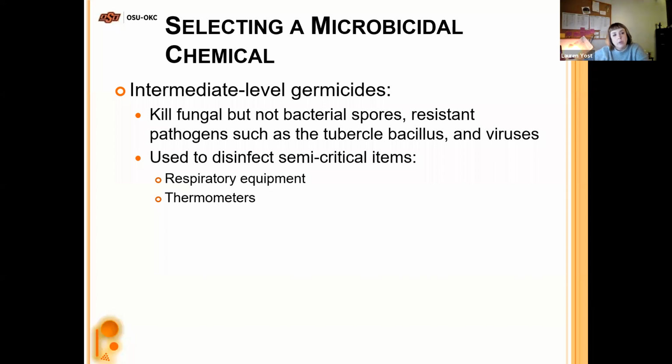The intermediate-level ones kill fungal but not bacterial spores. So Bacillus and Clostridium will still make it through, but the fungal spores at least will be taken care of. They also don't kill resistant pathogens like the tubercle bacillus, which is tuberculosis, and certain viruses. So these are used to disinfect semi-critical items.